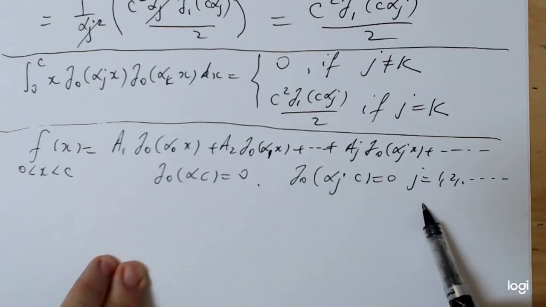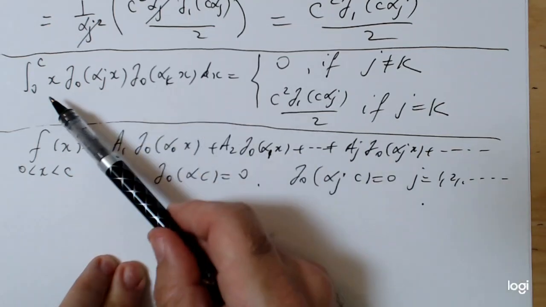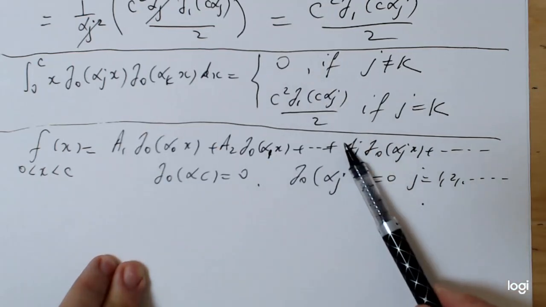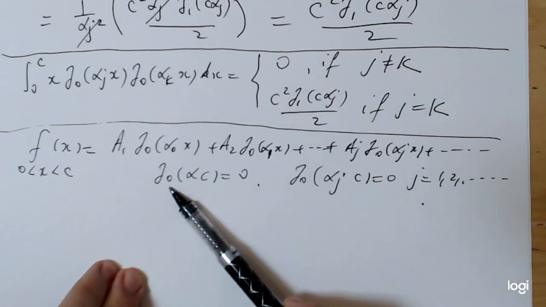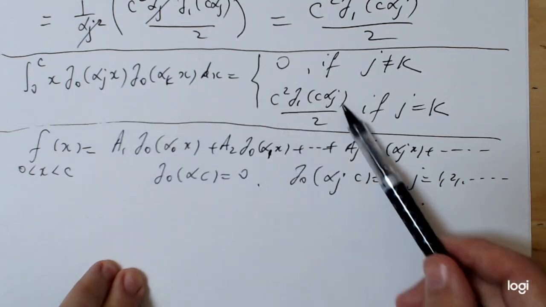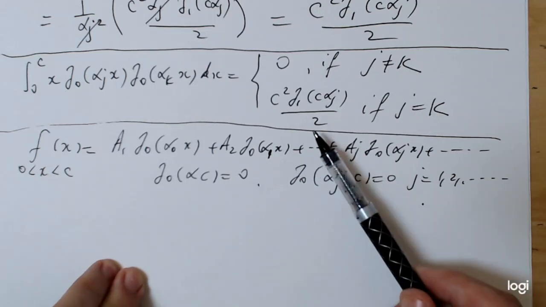For that boundary condition, we showed that these functions are orthogonal with weight function x, meaning that this integral has these values. For different boundary conditions, we will have the same orthogonality principle, but the value of this integral when j is equal to k will be different. Still non-zero, but a different value.